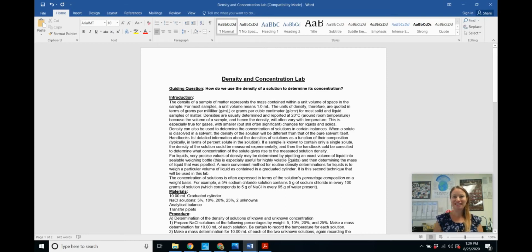Good afternoon. Today we are going to do the density and concentration lab. Our guiding question for the lab is, how do we use the density of a solution to determine its concentration? For the introduction, we have some background information.